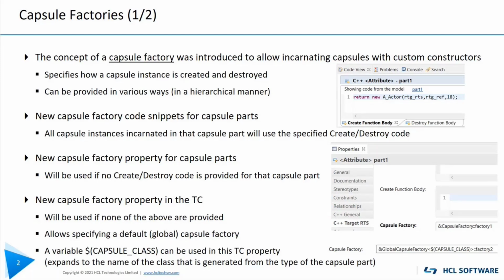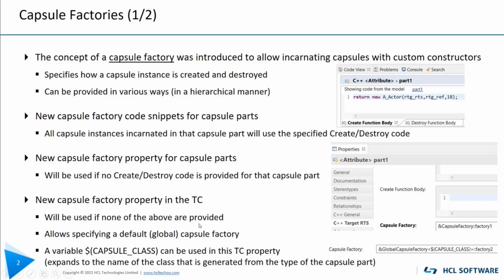The second place where you can specify a capsule factory is in the property page for a capsule part. There is a new property called capsule factory, as you can see in the second screenshot. This property will be looked at if you haven't specified a create function body or destroy function body. This is useful if you want to implement your own capsule factory. So write your own class that specifies the create and delete functions. Then you give the address to an object of that type in this field.